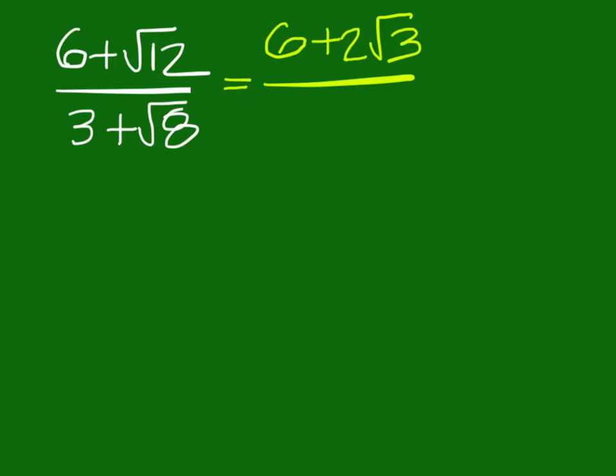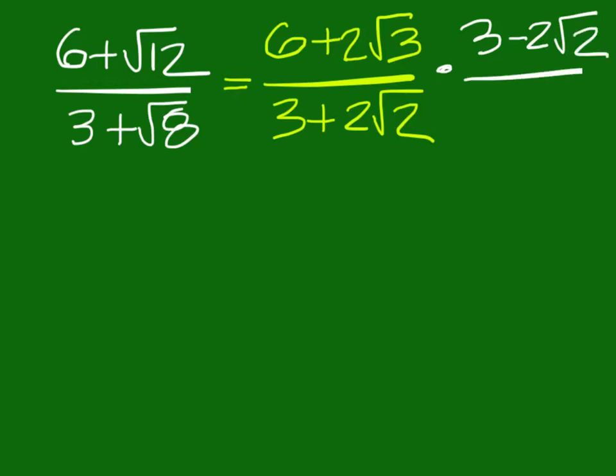What does the square root of 8 simplify to? 4 and 2. 2 square root of 2. Once you simplify both of those, then you can multiply the top and the bottom by 3 minus 2 square root of 2. And take it one step at a time.